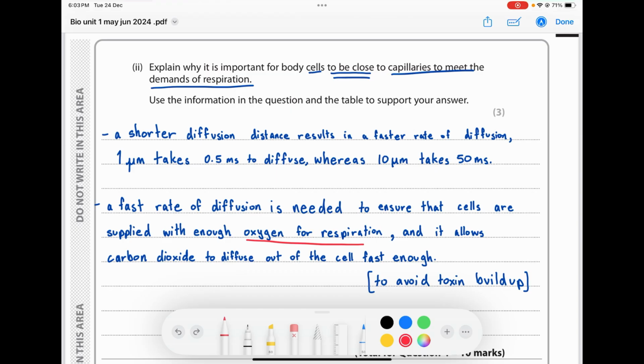Because when we're respiring, not only are we taking in oxygen, we're also getting rid of the toxin, which is carbon dioxide, right? If we're not able to get rid of the carbon dioxide in our body in time, we start getting poisoned by carbon dioxide, because again, it is a toxin. Therefore, it's extremely important to get rid of this toxin in time.